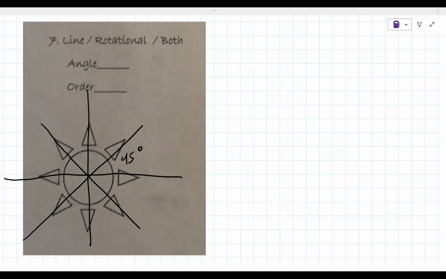Which one are you working on now? Oh, I'm on 8 now. Okay, yeah, eight's got both again. Yeah, it looks like it.